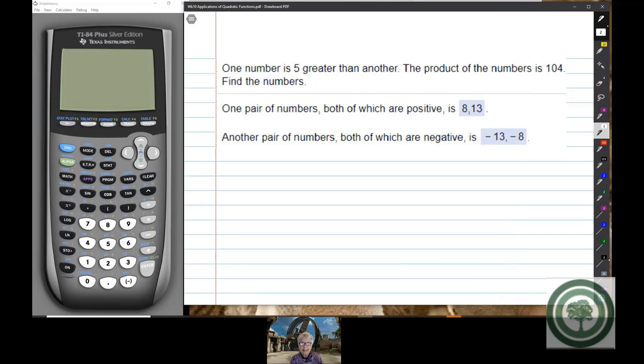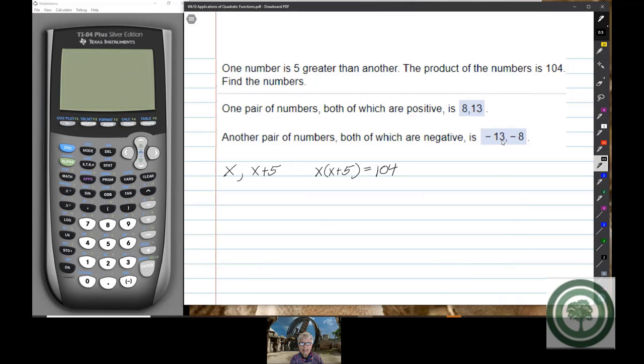Now we're going to deal with two numbers. Here's the relationship between those two numbers. One number is 5 greater than another number. So we're going to be dealing with two numbers. We don't know what they are: X and X plus 5. We're told that the product of the numbers is 104. Product means multiply. So X times (X plus 5) equals 104.